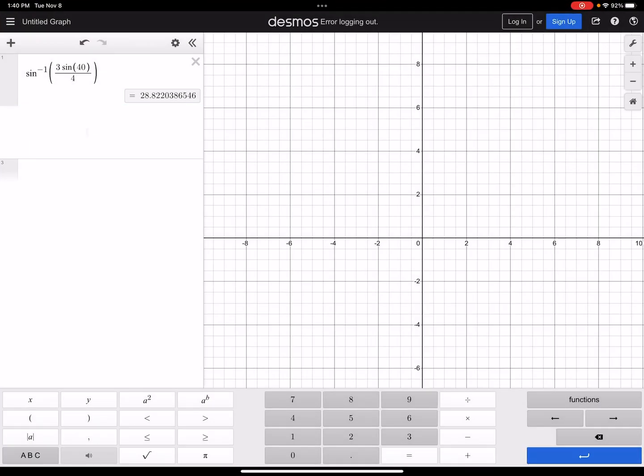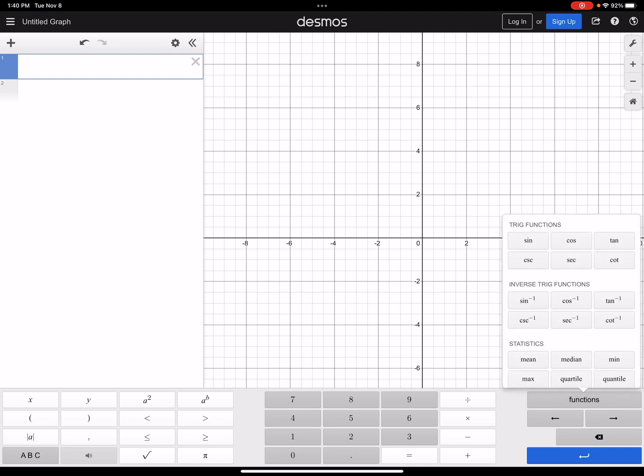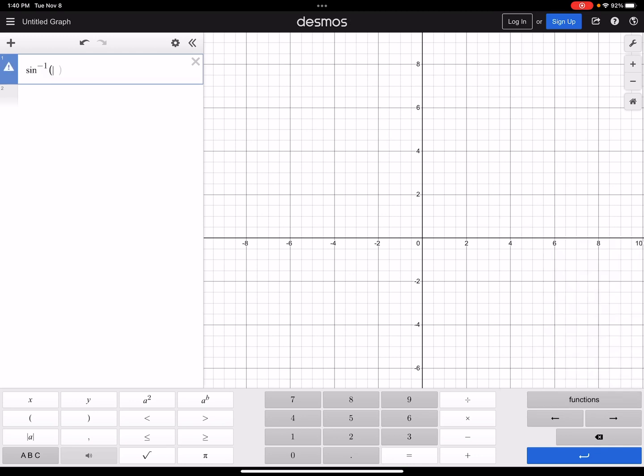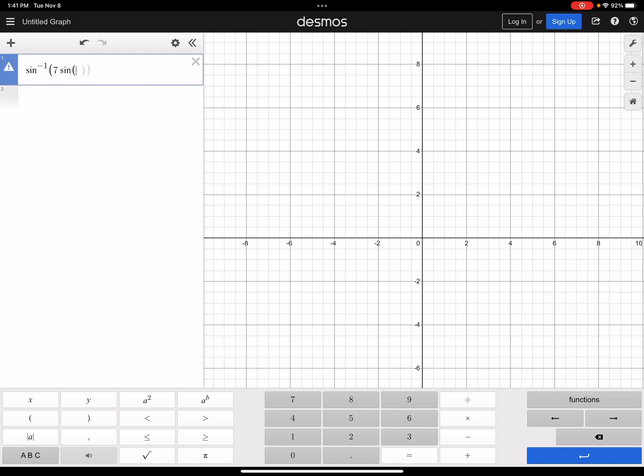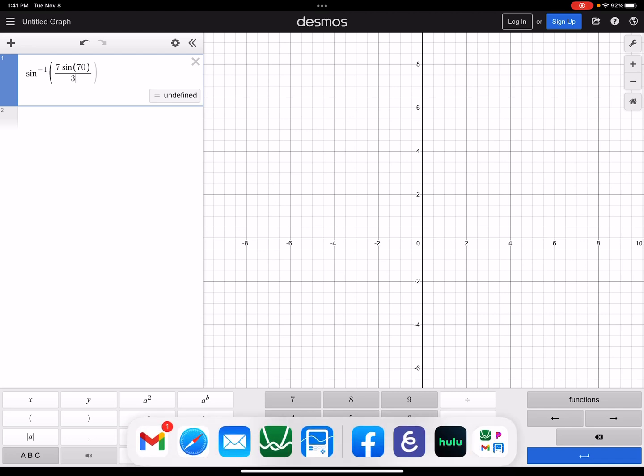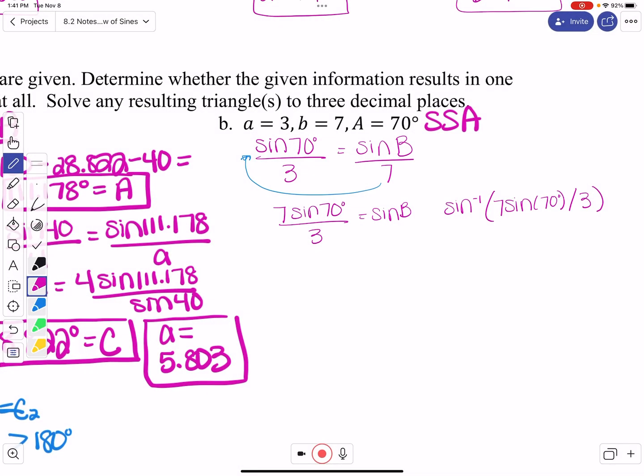So it's going to look like this on Desmos. So I do inverse sine 7 times regular sine of 70, go outside that parentheses, and then divide by 3. And notice it says undefined. That means this cannot form a triangle. Because what that means, well, let's go ahead and write our answer down. Not a triangle, and so we're done with this one.